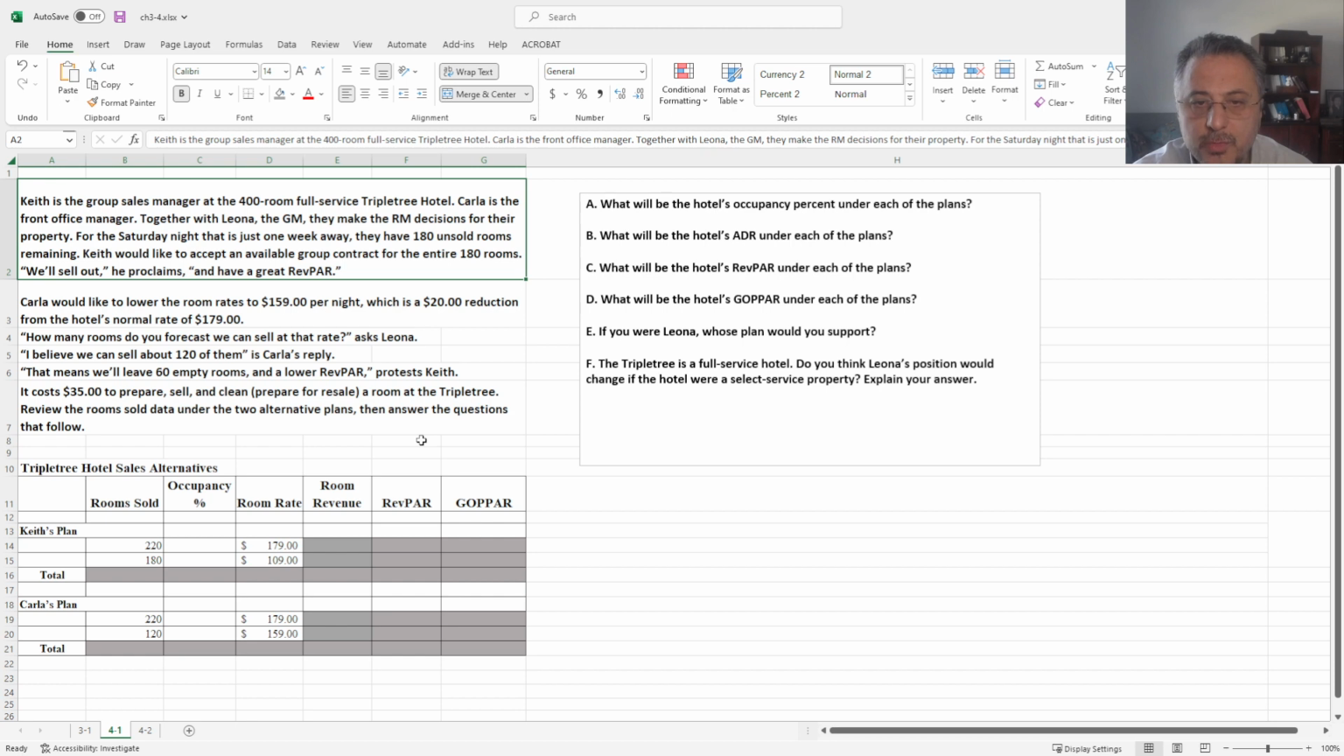Carla would like to lower the room rates to $159 per night, which is a $20 reduction from the hotel's normal rate of $179. "How many rooms do you forecast we can sell at that rate?" asks Leona. "I believe we can sell about 120 of them," is Carla's reply. "That means we'll leave 60 empty rooms and lower RevPAR," protests Kate. It costs $35 to prepare, sell, and clean a room for resale at the 333. Review the rooms sold data under two alternative plans, then answer the questions that follow.